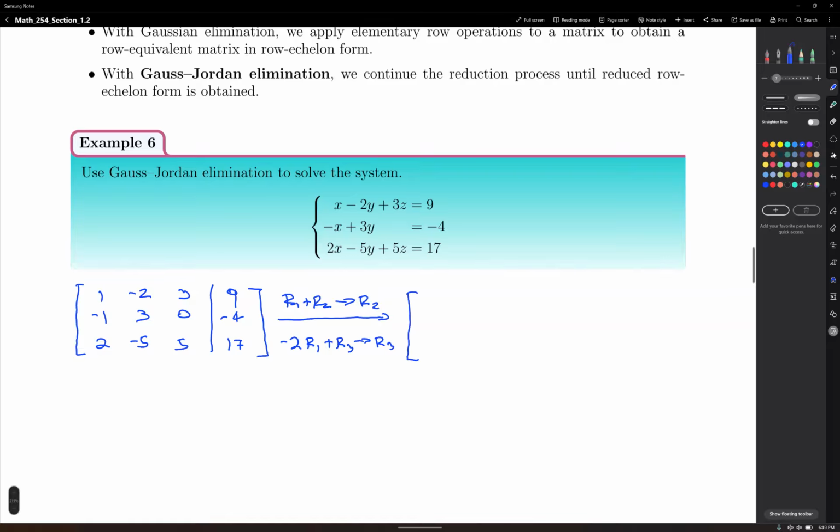Okay, so that means the first row remains the same: 1, -2, 3, 9. And 1 minus 1, is that equal to 0? 3 minus 2, is that equal to 1? And 3 plus 0, is that equal to 3? And 9 minus 4, is that equal to 5? Okay, so that's the first operation. Let's have a look at the second operation.